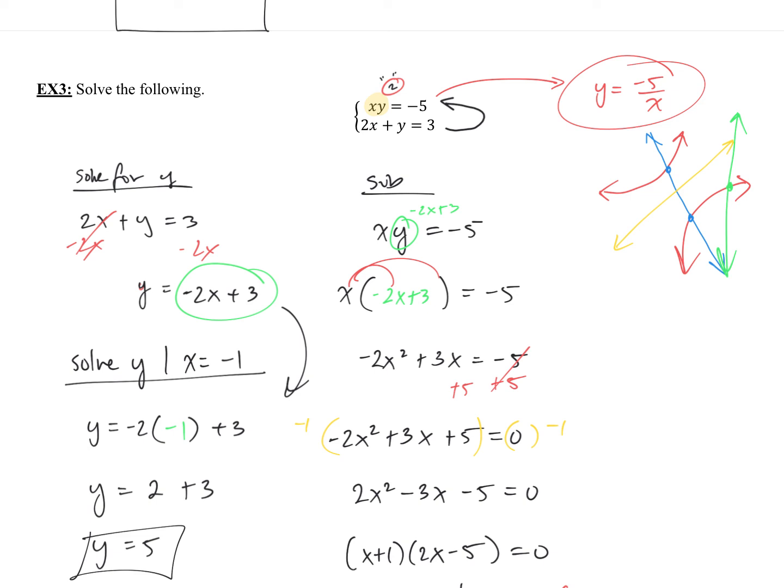So a great way to know how many possible solutions you could have before you even start solving is to think about what kind of equations you're looking at. Figure out what they would look like graphically, and that gives you a great idea of the number of answers you're looking for.